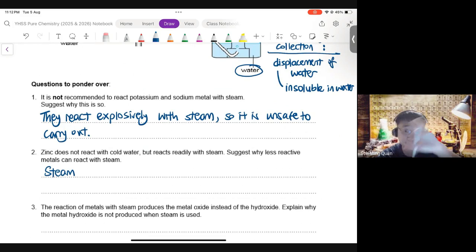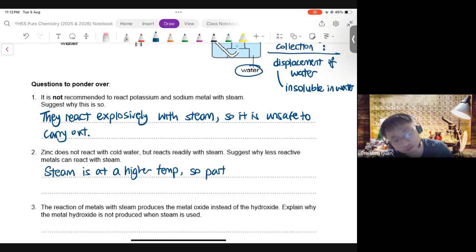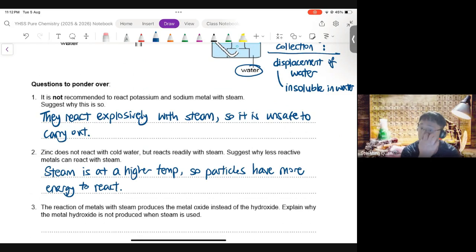So we started off this section talking about steam, right? Steam is at a higher temperature. So particles have more energy to react. Okay, so there's more energy for the reaction to actually occur.